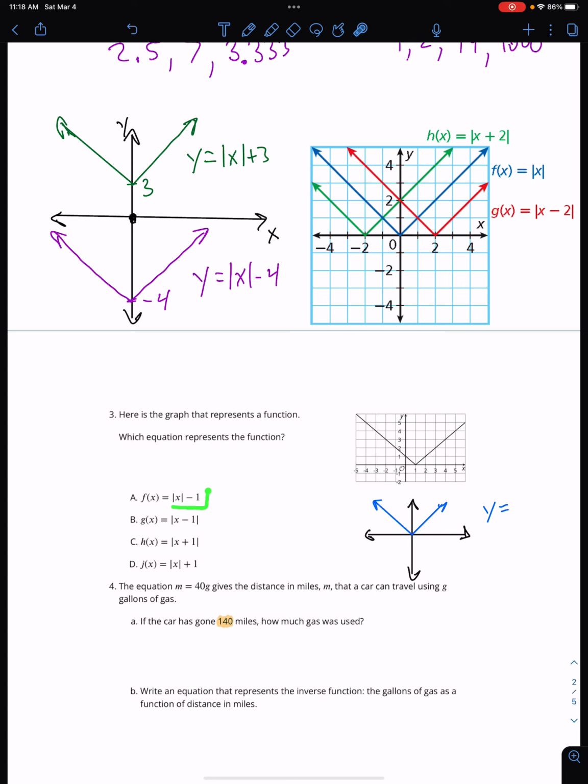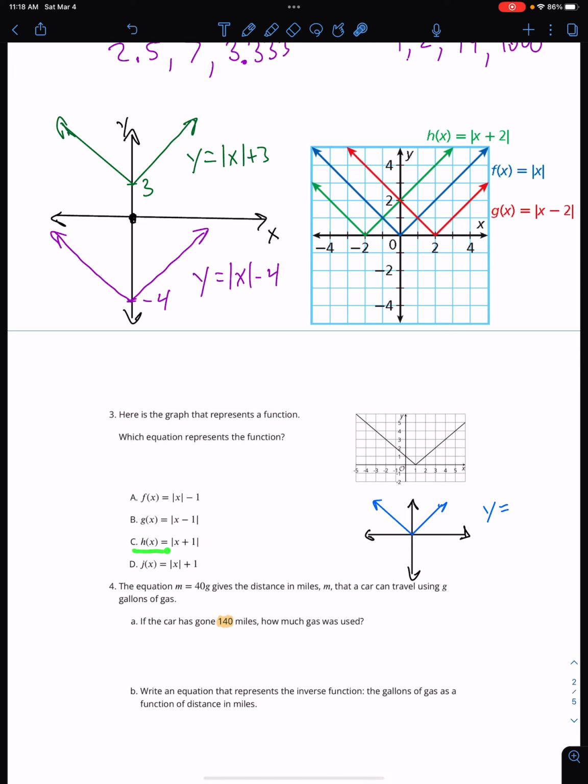So f of x, if we graphed f of x right here, -1, it would have shifted down 1 unit because we subtracted from the outside of the house. And then down here, let's look at j of x. If we graphed function j of x and added 1 on the outside of the house, it would have shifted up 1 spot. So it's definitely not A or D.